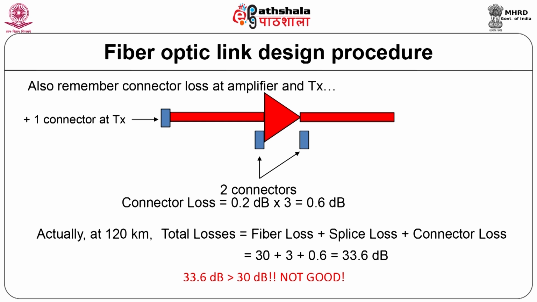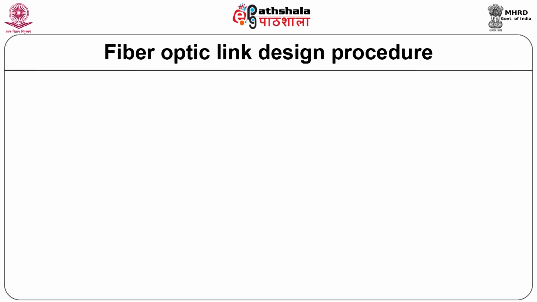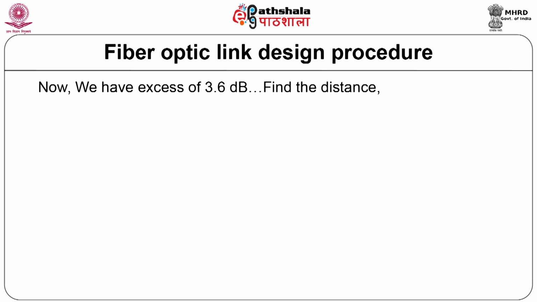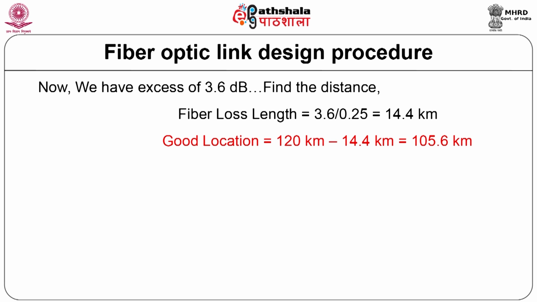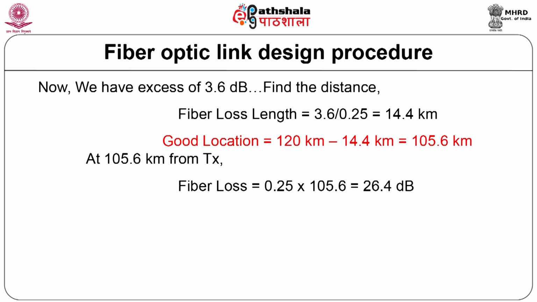33.6 dB is greater than 30 dB. So it is not good. Now we have excess of 3.6 dB. So find the distance. Fiber loss length is equal to 3.6 upon 0.25, that is 14.4 kilometer. Good location is equal to 120 kilometer minus 14.4 kilometer, that is 105.6 kilometer. At 105.6 kilometer from TX, that is transmitter, fiber loss is equal to 0.25 into 105.6, that is 26.4 dB.